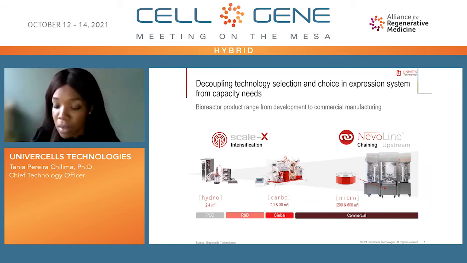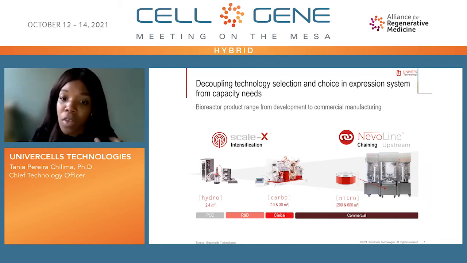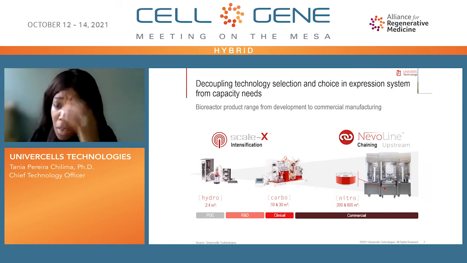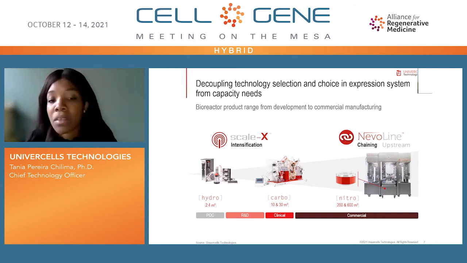And this bioreactor enables us to make the bridge between the proof of concept and the larger scale, but at the same time is also available in a GMP format, which means that companies don't have to oversize a manufacturer during clinical trials. And for some indications, this might just be the ultimate scale that they'll go to. And finally, we have the nitro bioreactor, which is a really large-scale commercial bioreactor with 200 to 600 meters squared.